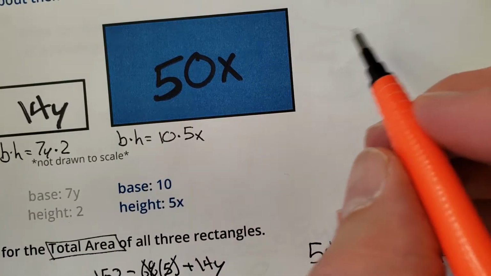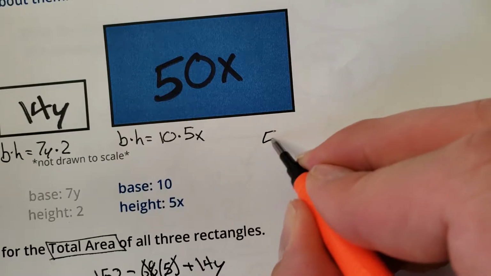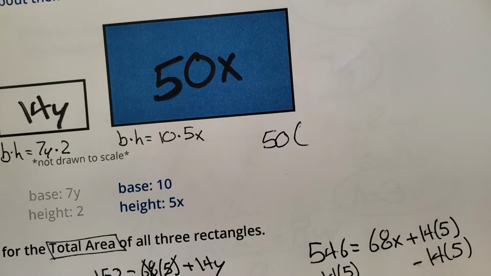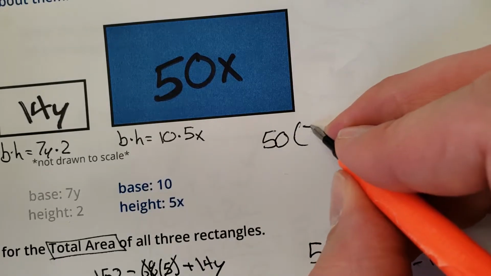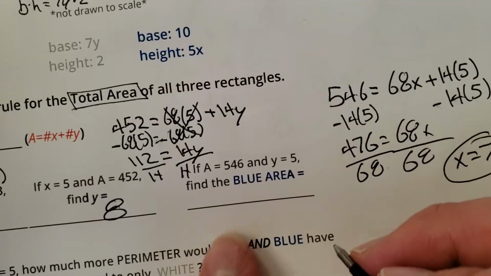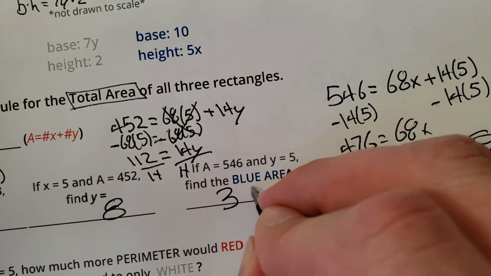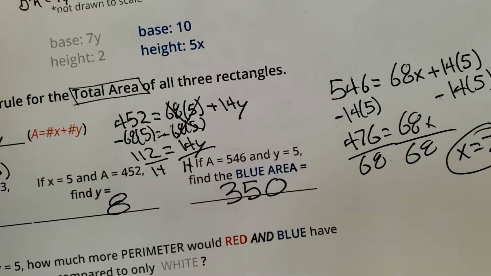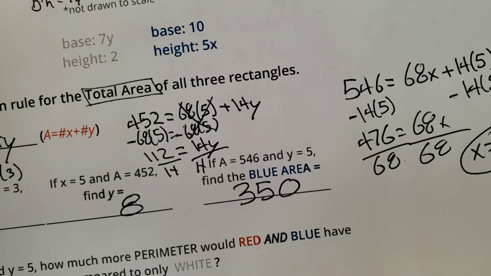Luckily, I already have the 50x right there. So what would the blue rectangle be? The area of the blue would be 50 times 7. I think that's 350. Here we go. The area of the blue would be 350. No label, just say 350. We all know it'd be unit squared.